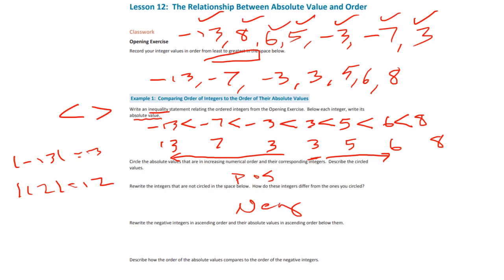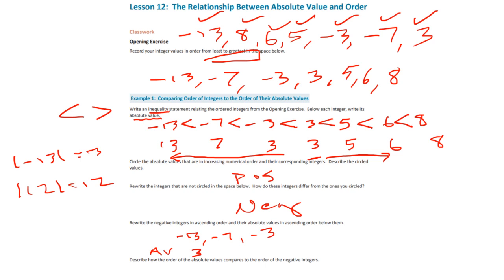And then it says rewrite the negative integers in ascending order and then their absolute value in ascending order below them. So ascending means smallest to biggest. So again, the originals were negative 13, negative 7, and negative 3. And then their absolute values were 13, 7, and 3. So 3 would actually be the smallest number of its absolute value.